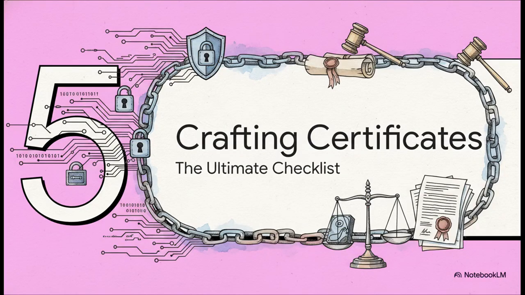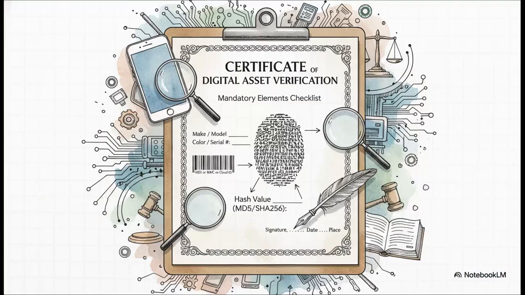Finally, we have Section 5, Crafting Your Self-Certificate, the ultimate checklist. You might want to literally take a screenshot of this slide. These are the exact mandatory details you've got to fill out on the required schedule format under Section 63. You need the make, model, color, and serial number of the phone or computer. You've got to include unique identifiers like the IMEI number for phones or the MAC address for laptops. You absolutely must include the hash value and make sure to state which algorithm you used. And finally, sign it, date it, and put the location. Do all of this and your WhatsApp chats are legally authenticated.